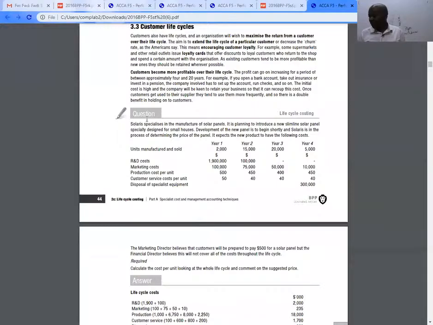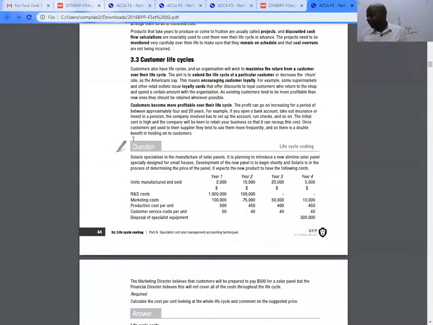I hope you are able to see this question for Solaris. Solaris specializes in the manufacture of solar panels. It is planning to introduce a new slimline solar panel, specially designed for small houses. Development of the new panel is to begin shortly, and Solaris is in the process of determining the price of the panel. It expects the new product to have the following costs.